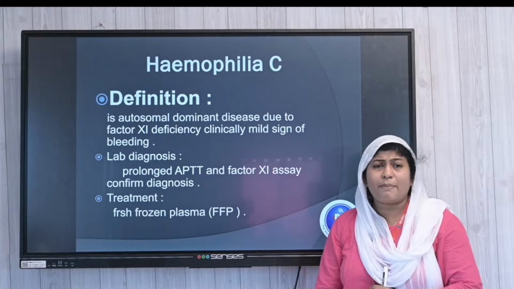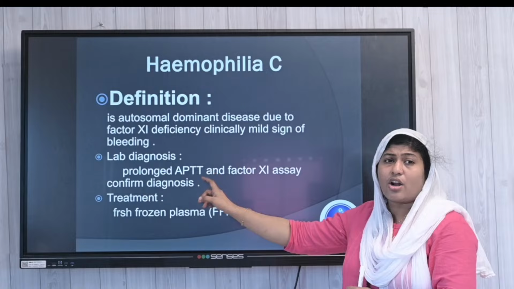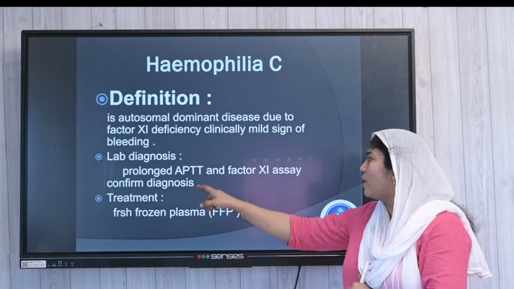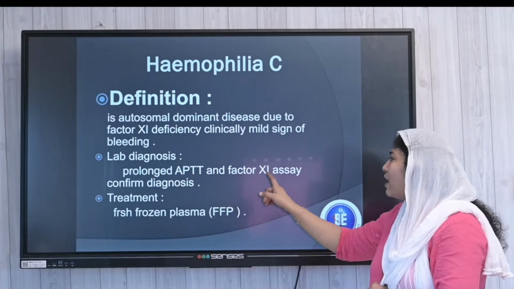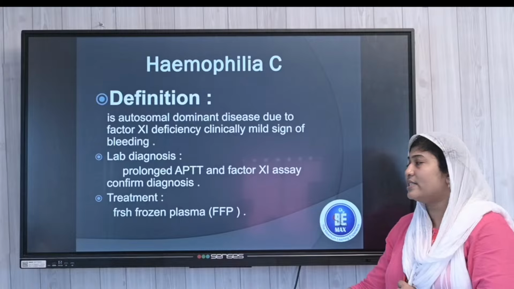So, it is not a major problem, the patient will be having only mild signs of bleeding. Here also factor number 11 comes under the pathway of intrinsic. So, APTT will be prolonged, and for confirmation we go for the factor number 11 assay, and the treatment of choice is fresh frozen plasma.